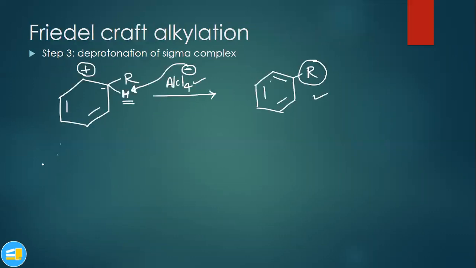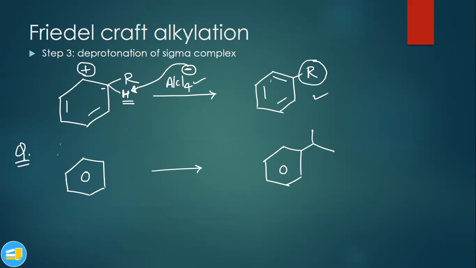There are some limitations also, but let's take some examples before discussing limitations. Let's say you have a benzene ring and you want to convert it into this compound, with an isopropyl group attached to the benzene ring. So what reagent will we use? In order to form this compound, all we need is a carbocation, because this carbocation will then attach to the benzene ring and we will get the product.